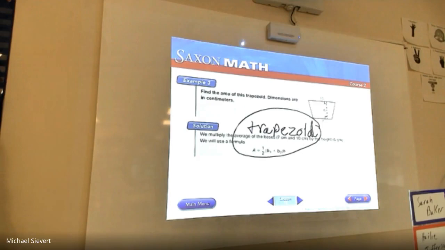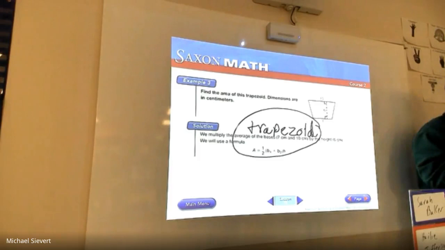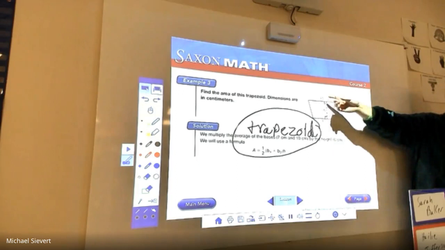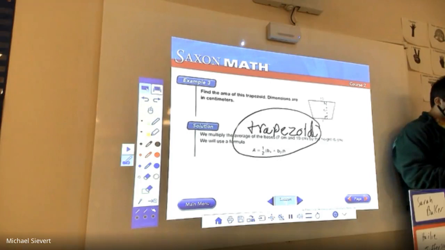Anyway, Ethan, what's up? Go ahead. For the first base, it's 10. For the second base, it's 7. Right, because when you talk about bases, Ethan knows that that's the flat surface it's going to sit on. It's not going to sit on these tapered edges because that will look weird. So he knows that the base is 10 and 7 because that's the flat surfaces. You add them together. And you'll get 17. Yes.